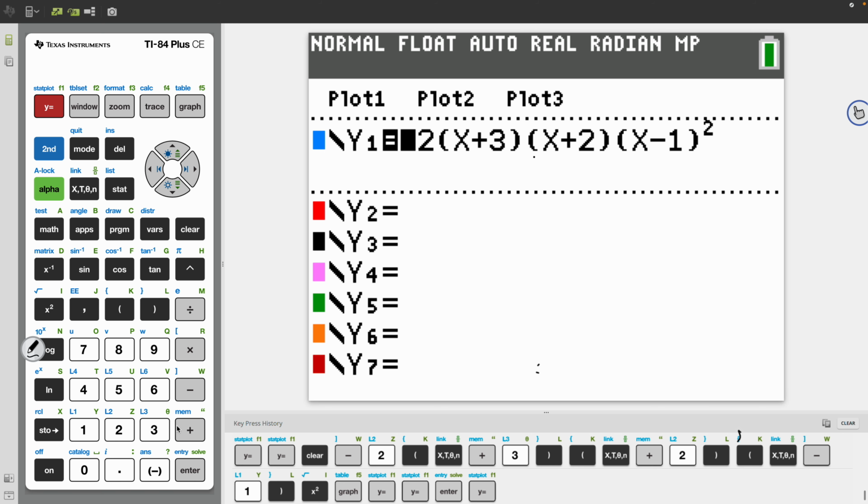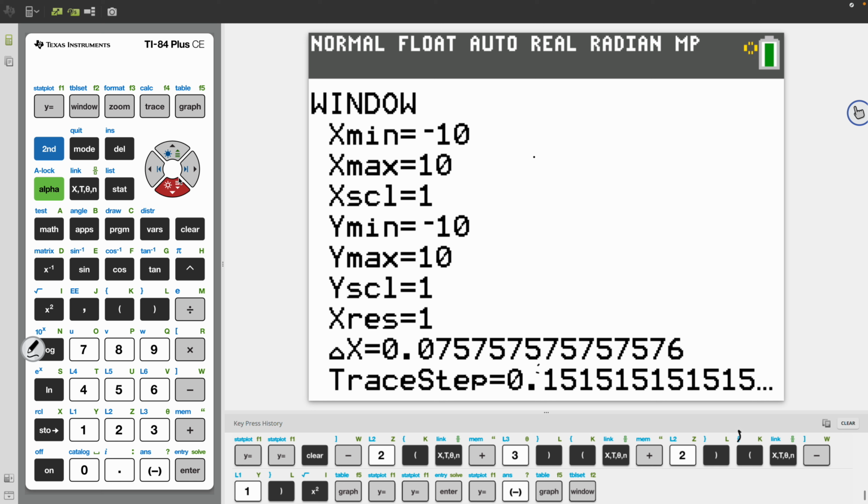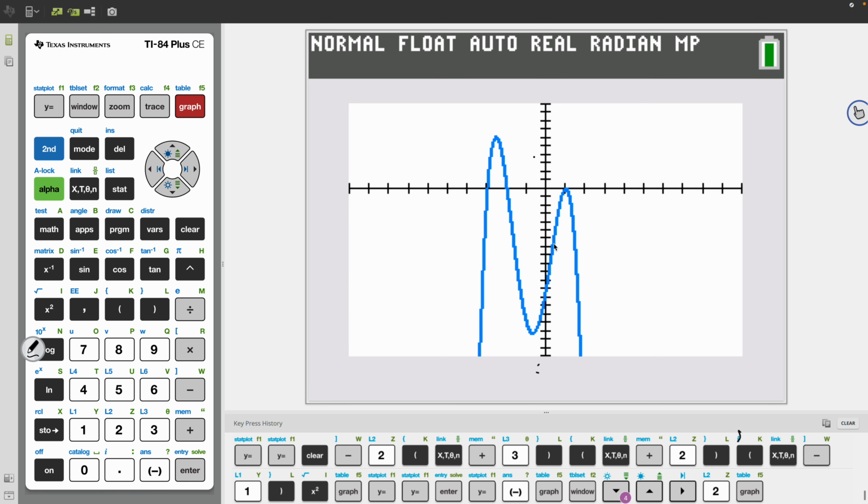So you did -2 instead of a -2, right? There we go. And let me adjust my window. So I think I need to see a little bit further in the y min direction. So let me change this to like -20. There we go. Now I can see kind of all the action going on, right?